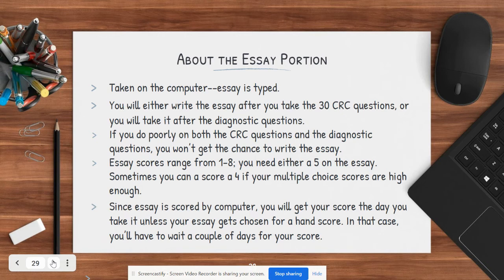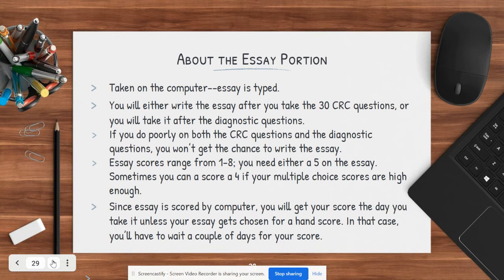It will happen either after the 30 CRC questions or after the diagnostic. This is the thing I didn't mention before: if a student does terribly on both the CRC and the diagnostic, they're not going to get the essay. So if they bomb both of those, no essay for them. It's just, I guess, no hope at that point. They're just going to have to retake.